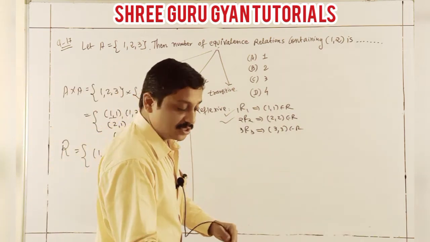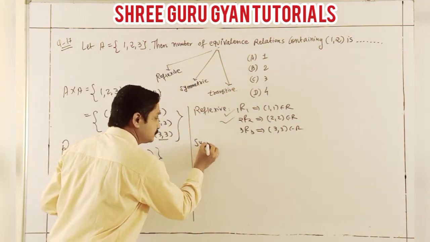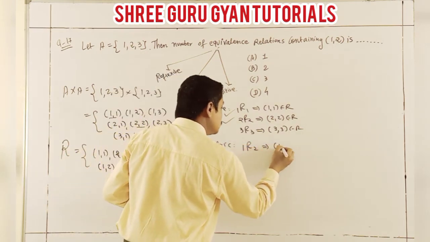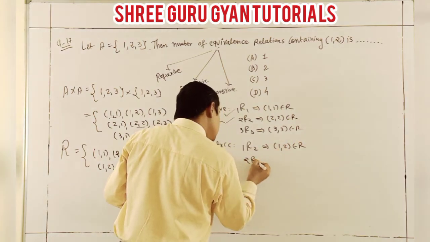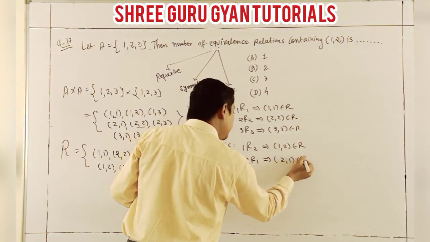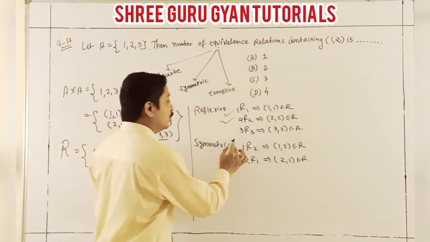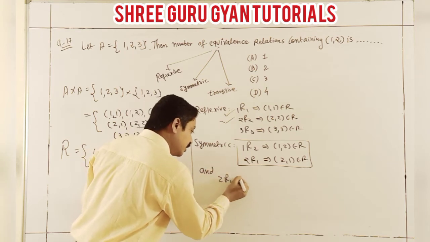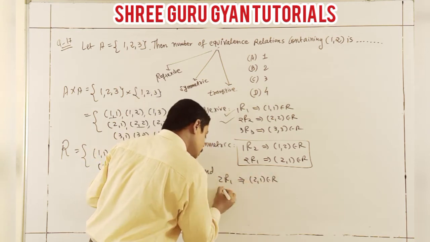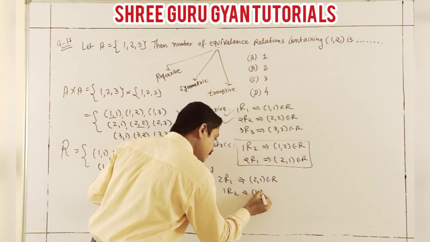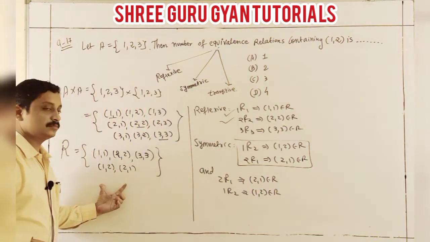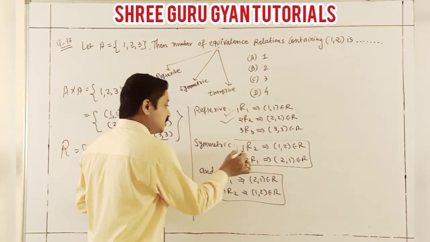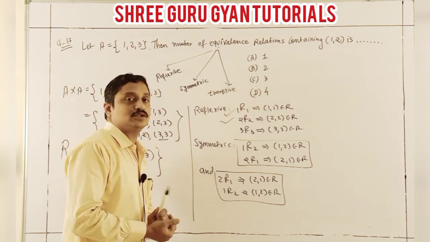Same as that, students, I now explain symmetry. Containing (1,2), meaning 1 relation 2, then 2 relation 1. Already I mentioned that this is only one case. Similarly, if you start with 2 relation 1, then 1 relation 2 is also valid. Already take here (1,2), (2,1). This is the second case. Here also, students, 1 and 2 relations exist according to symmetry.